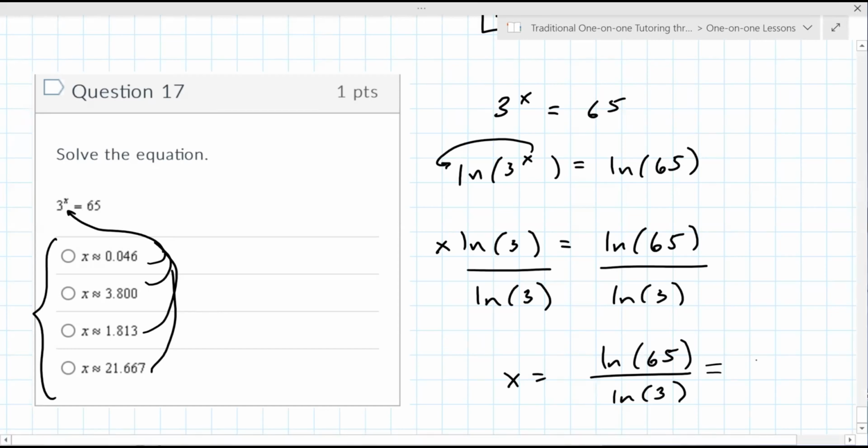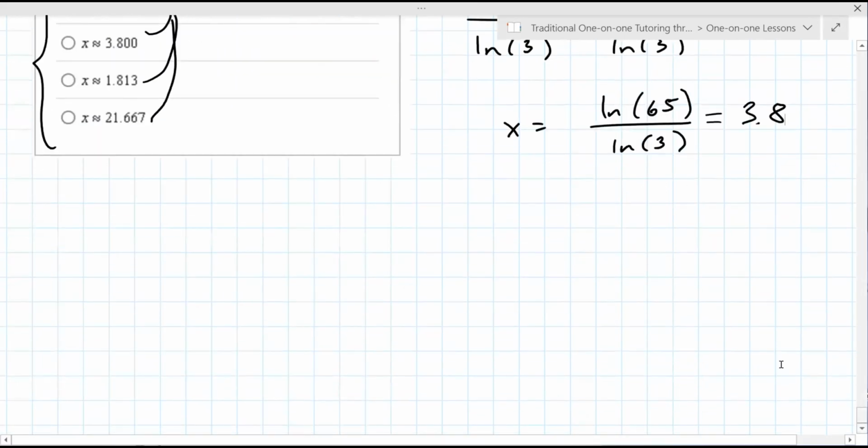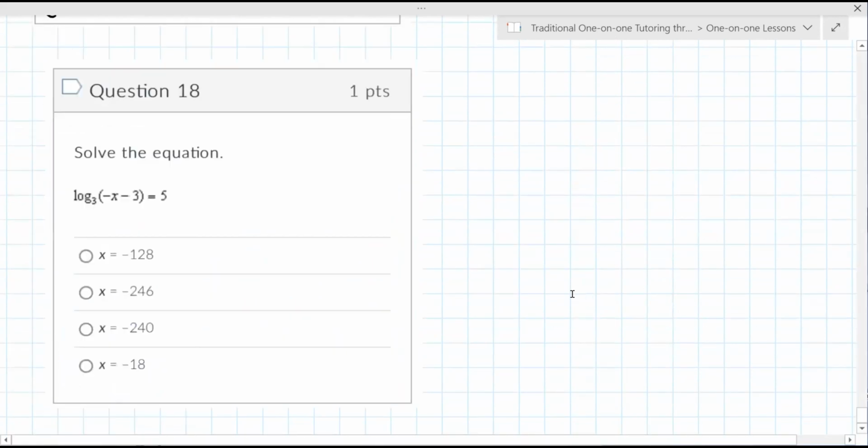Do I have to put parentheses around them? It's a good idea, but I don't think it's necessary. Okay. Desmos should be able to handle it without them. Right. All right. I got 3.780. So roughly 3.8. Yeah, 3.8. Good. Okay, so a couple more questions to go here.